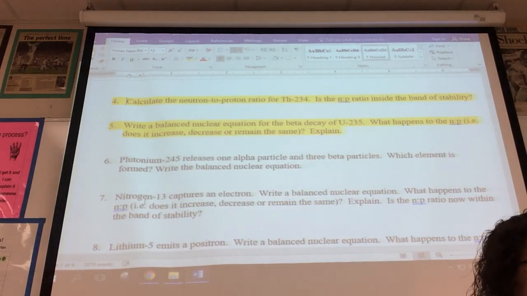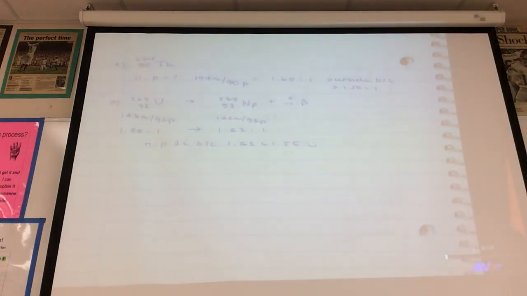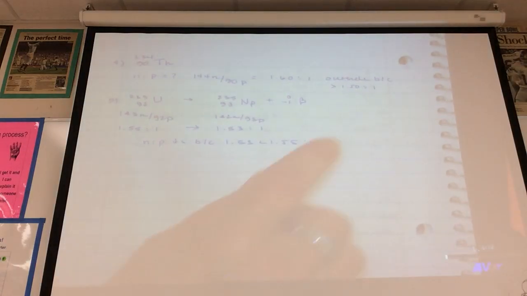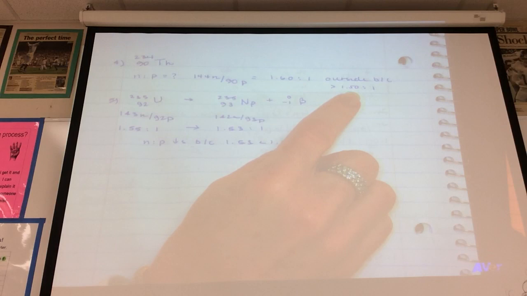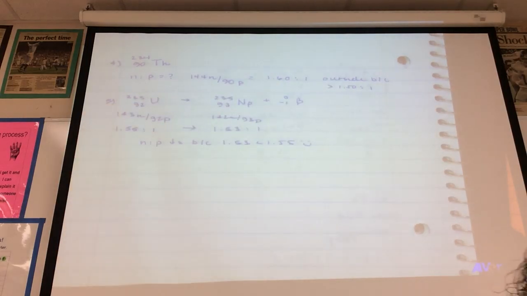In regard to 4 and 5, let's see how we did. Here's 4. There's your N to P ratio. This is why it's outside. And then on 5, did you calculate the neutron to proton ratio correctly after writing the nuclear reaction? Yes, piece of cake? All right, and I would say 5 is similar to what you might see. I might throw in an alpha particle or 2.